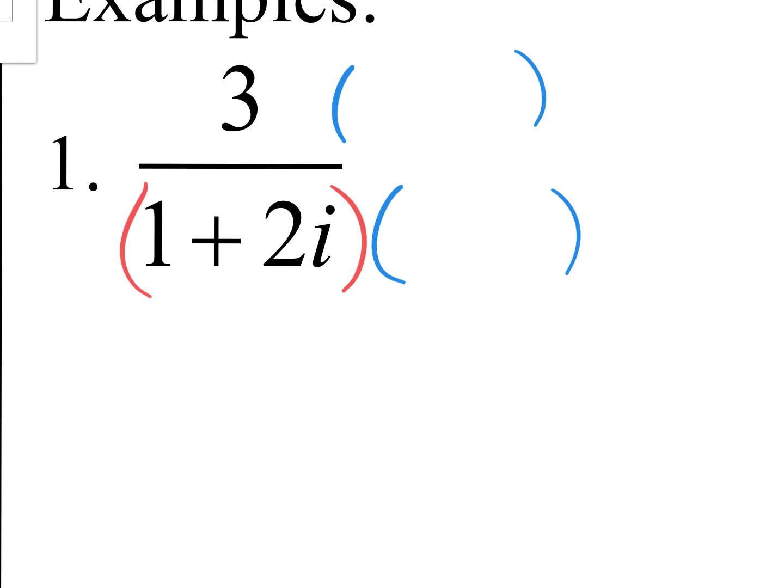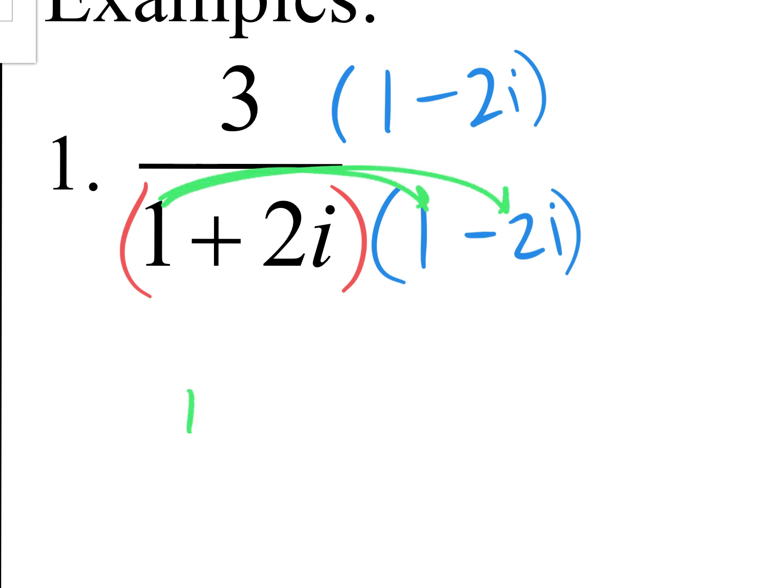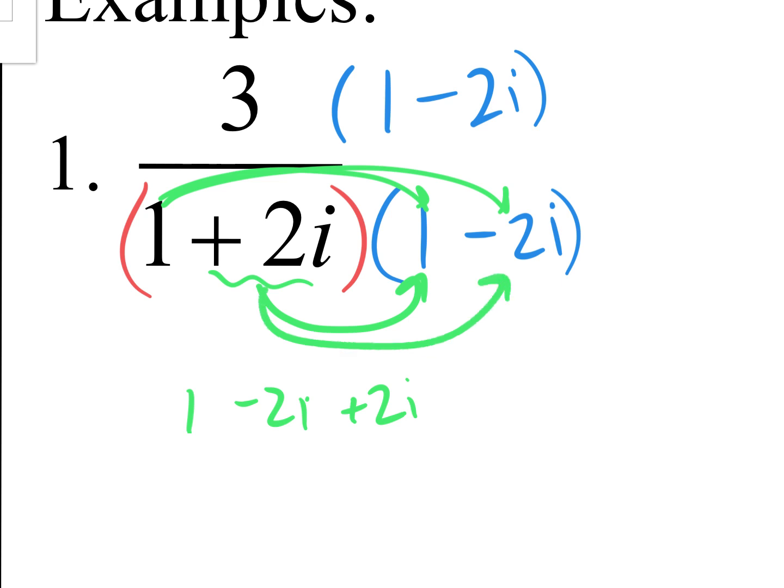So what's the conjugate? 1 minus 2i. Hopefully everybody's following along in their notes. And what you do to the bottom, you do to the top, 1 minus 2i. So this works out beautifully. Why? Because when I go 1 times 1, I get 1. 1 times -2i, I get -2i. I go positive 2i times 1, I'm going to get a positive 2i. And a positive 2i times a -2i, that's a -4i squared.